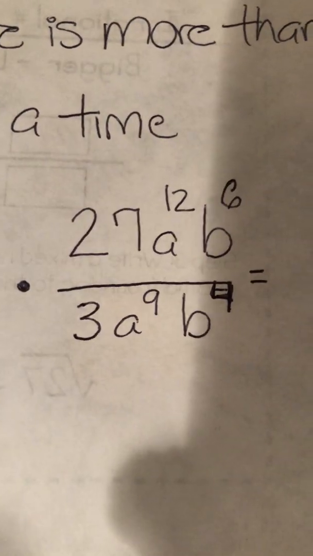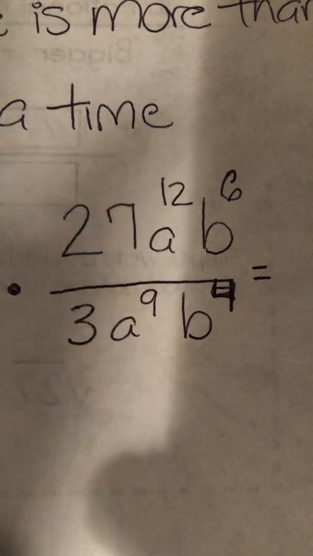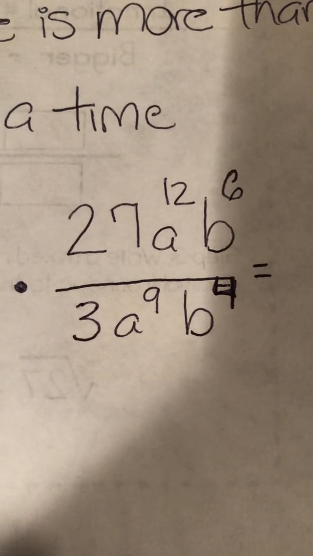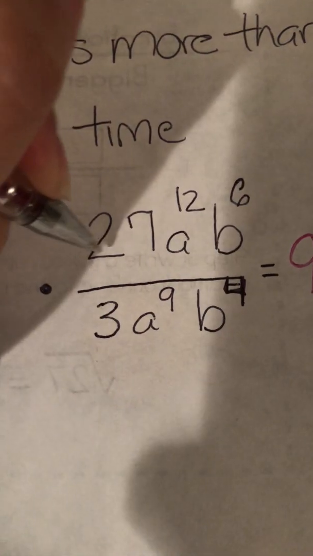And for the last one, same process. 27a to the 12th, b to the 6th, over 3a to the 9th, b to the 4th. First step is to divide the coefficients. 27 divided by 3 is 9.